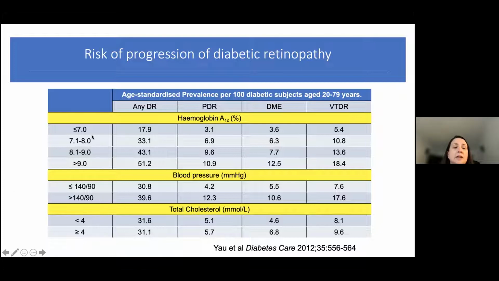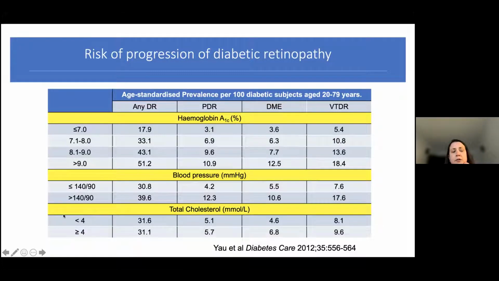But as the HbA1c increases, so once you get above 9%, 51% would have some form of retinopathy, and 18% of that would be the vision-threatening level. So it is quite a big jump between those HbA1c levels. Blood pressure hasn't got as much of a jump, but it still does make a big difference in these sight-threatening categories. So if you have a blood pressure of 140/90 or less, then 31% would have some form of retinopathy. Once it's above that, it's almost 40%. And the vision-threatening forms go from 7.6% up to 18%.